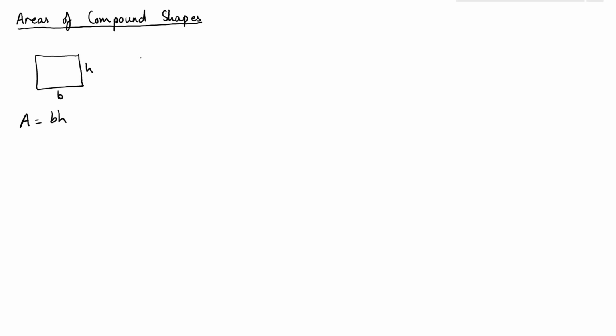We might get something like a trapezium, for example. We could have a trapezium that looks like this, where I could label this as A, and this is B, and this is H, and the area of a trapezium is half times (A plus B) times H. Then we could also look at things like areas of triangles.